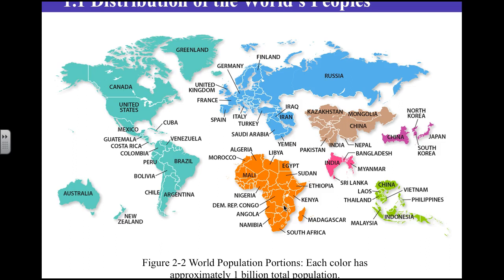Looking at distribution of the world's people. If you look at the different color patterns, this represents where 1 billion people are located. So if you notice, North and South America, Australia, and New Zealand, it takes all of these countries to equal 1 billion people. But then look over here in South Asia, where just India, Nepal, Bangladesh, Myanmar, and Sri Lanka equal 1 billion. 1 billion people hanging out in just a portion of China, North Korea, South Korea, and Japan. So this should really hit home that most of the world is hanging out in Asia.